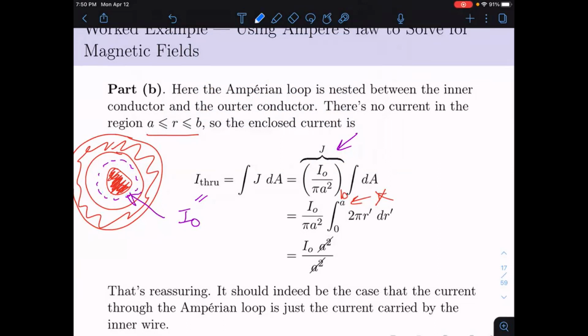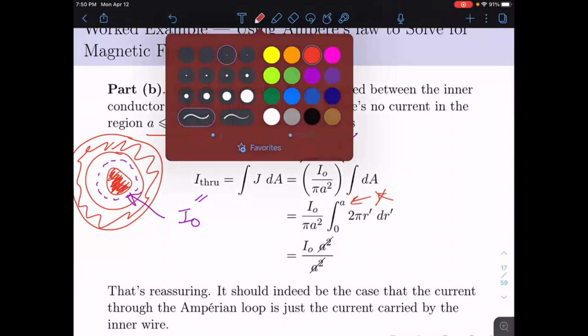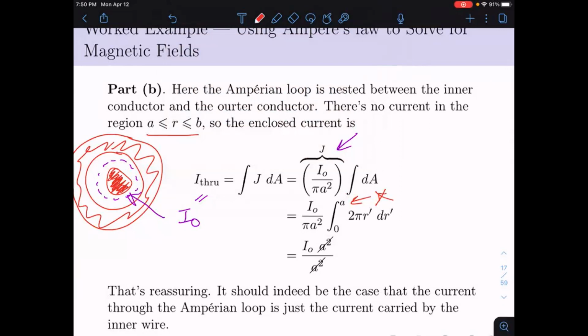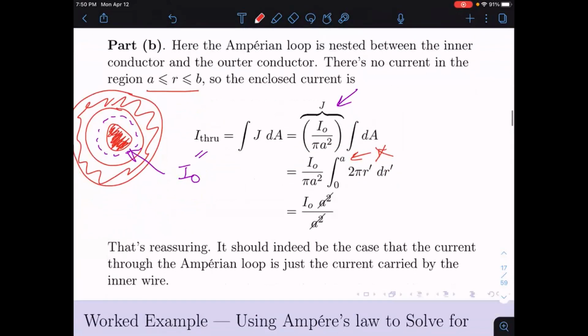So I have to make sure my bounds reflect that. My bounds can't go from 0 to R, because that would give me more current than I initially bargained for. I only have 0 to A, because that's all the current I have enclosed. So just make sure your bounds agree. And it actually says it right here, it should indeed be the case that the current through the Amperian loop is just the current carried by the inner wire. You're not enclosing anything else just because you're outside that radius. You still have that same amount of current.